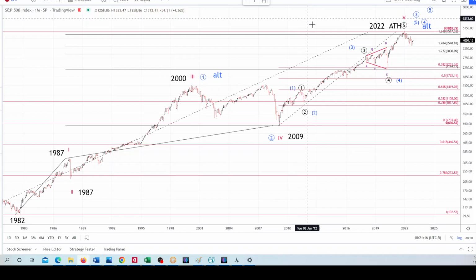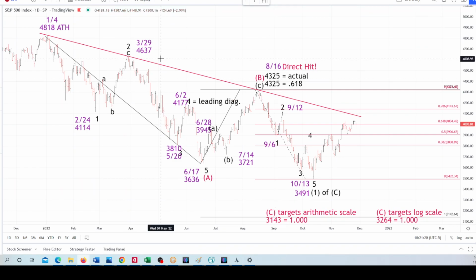Okay, so I wanted to give you guys a big picture because it's been a while since we covered that. And if we can look at, again, this is the S&P cash, a monthly log. If you can look at from the all-time high in January, we have a 1 down, a 2 up, 3 down, 4 up, 5 down for wave A. We have a B up, and we're beginning wave C. 1 of C is complete. 2 of C has hit right near the 618.